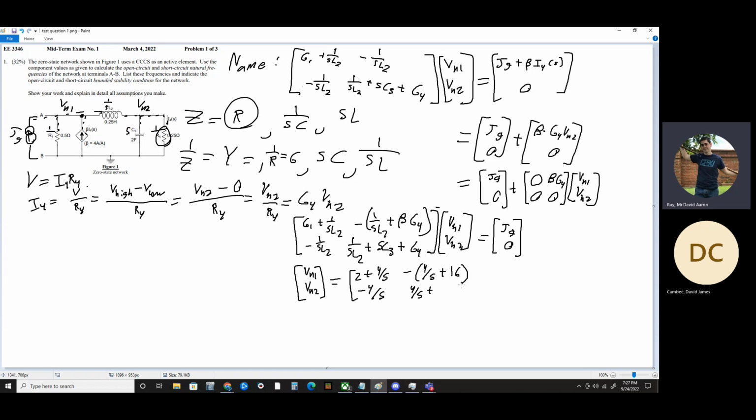C3 is 2 times S plus G4, where G4 is 1 over R4, so that will be 4. Negative 1, JG, 0. So now we can enter this into the calculator. My calculator, at least, I like to use X as the S, and then I like to use Y as the JG or EG. It just makes things easier. So entering this in.